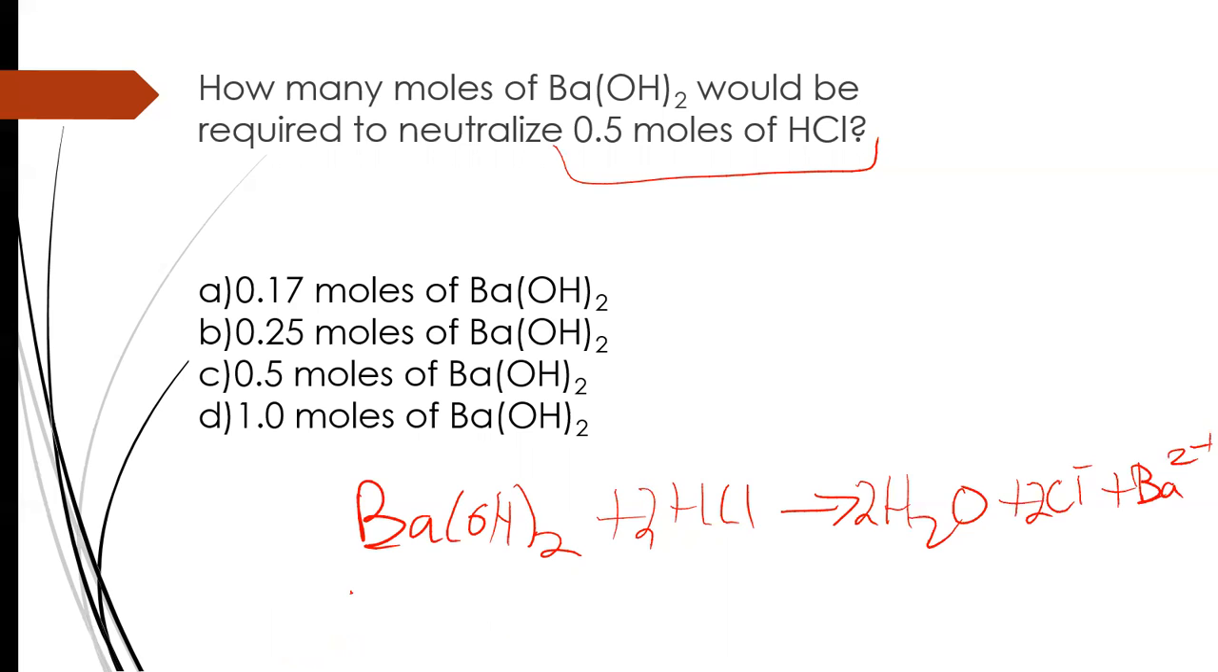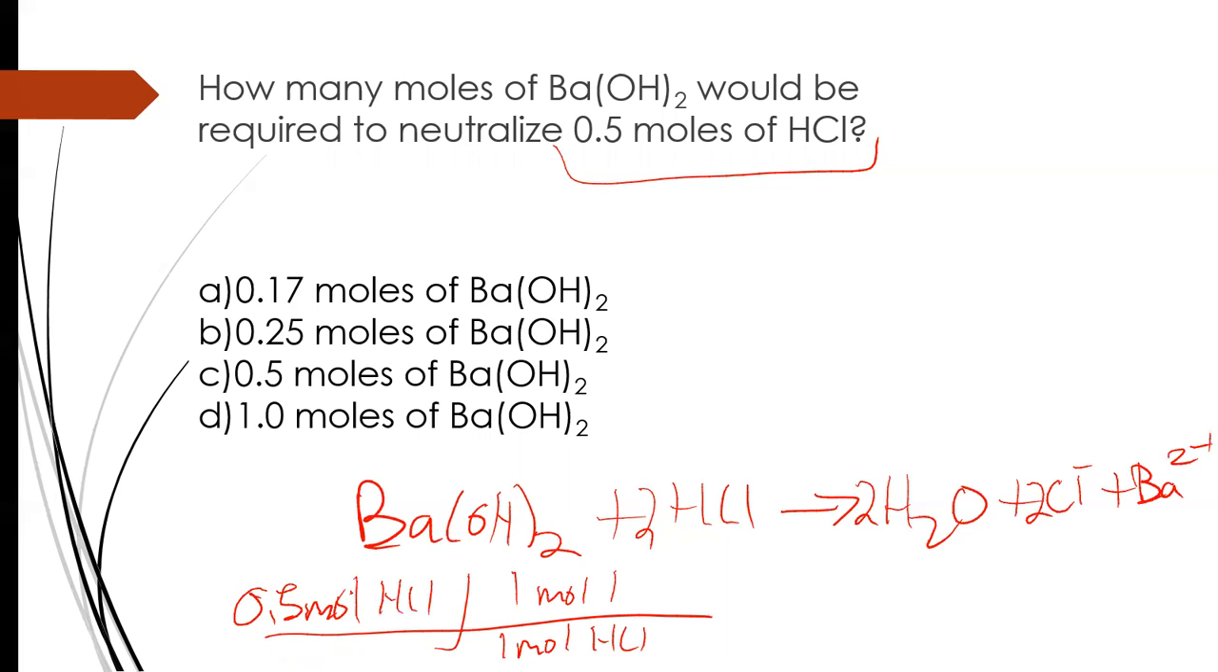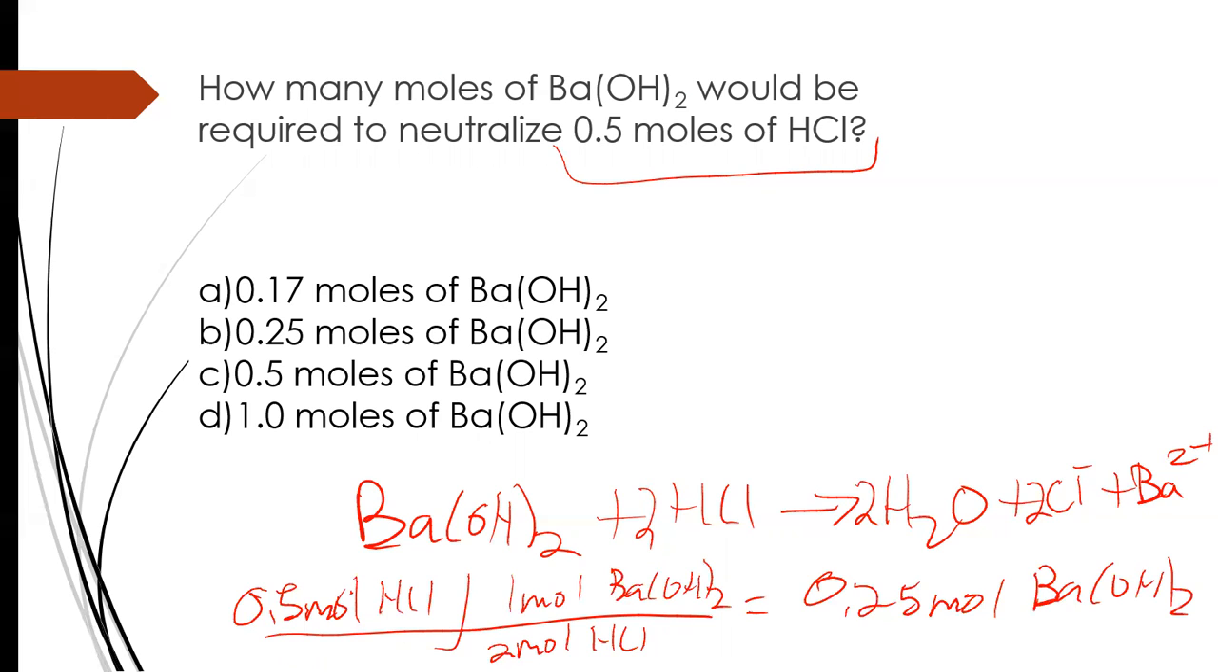So that becomes 0.5 moles HCl, and 1 mole of HCl is 1 mole H+. Well, sorry, make that a little bit different. 2 moles of HCl is 1 mole of barium hydroxide, since we've already balanced it, and so we get 0.25 moles. That's how we can get it to be.